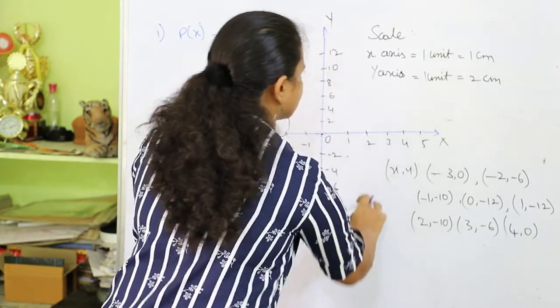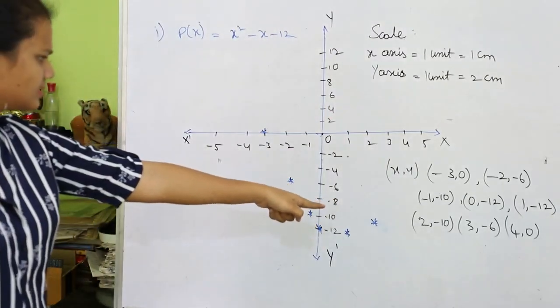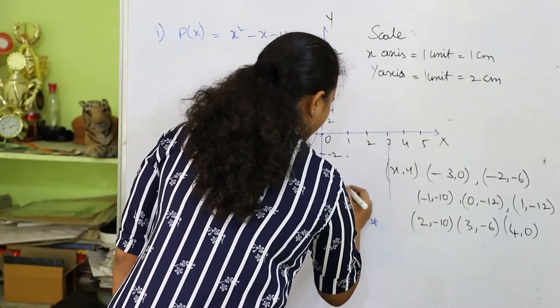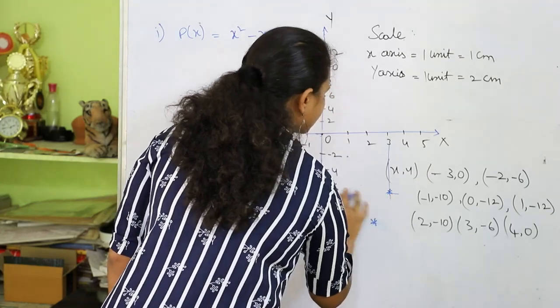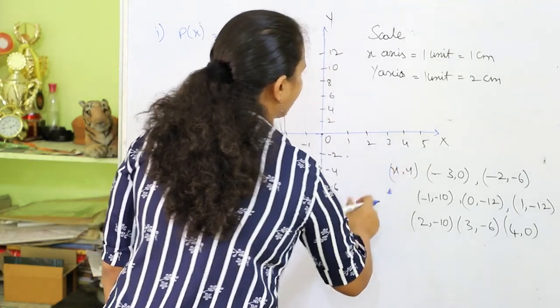Clear? Next, let's go for the next one. 3 comma minus 6. 3 is at x-axis, minus 6 at y-axis. So here the point would be somewhere over here. Here they both meet. So the meeting happens here. The point that we got is somewhere over here.